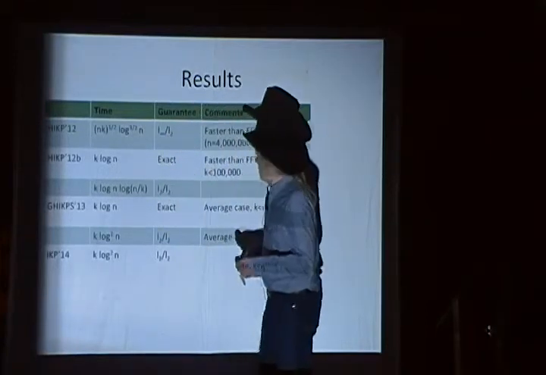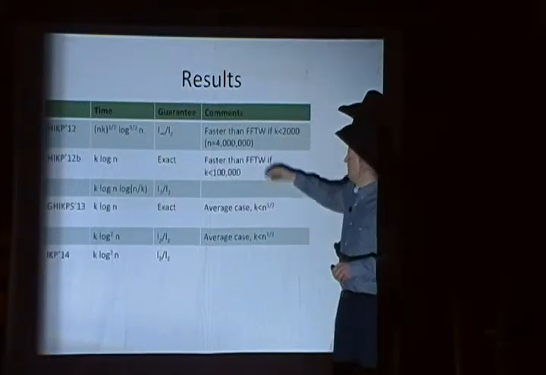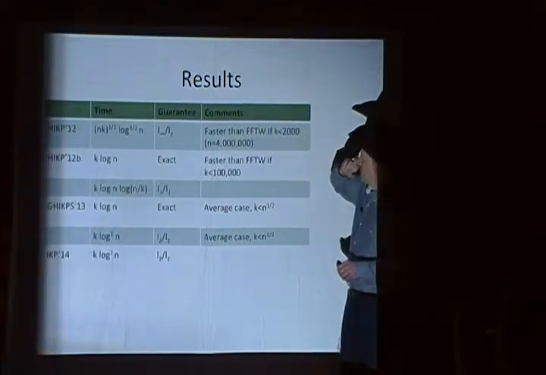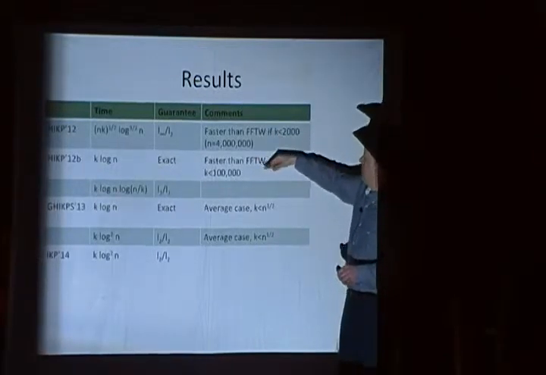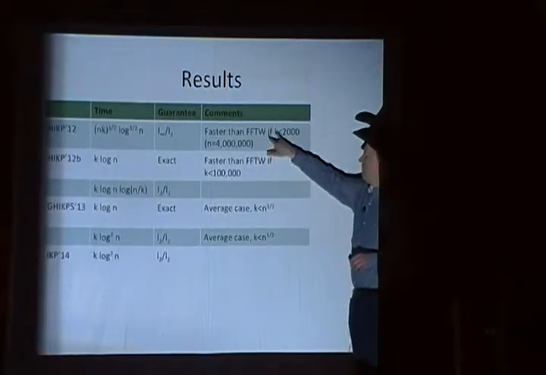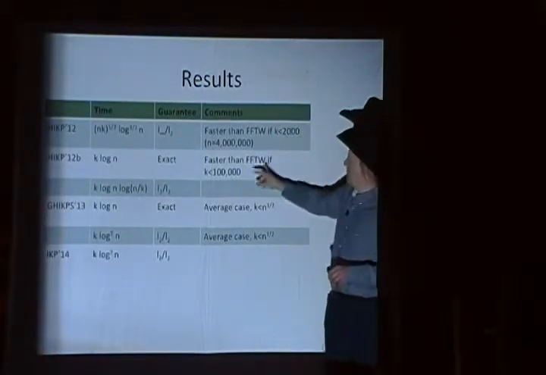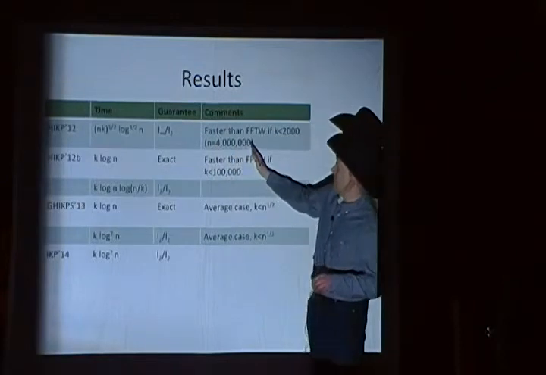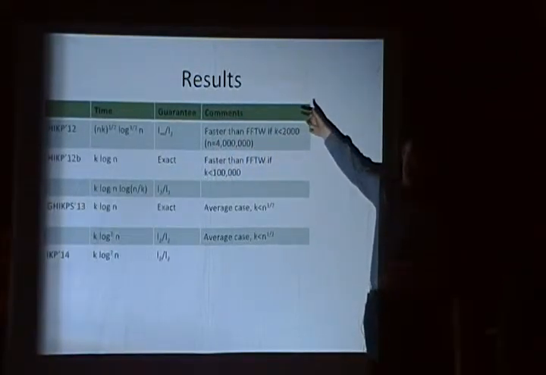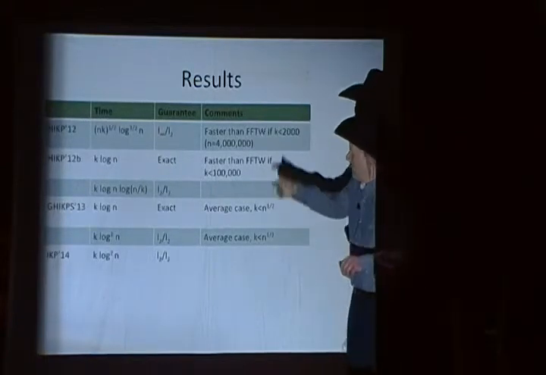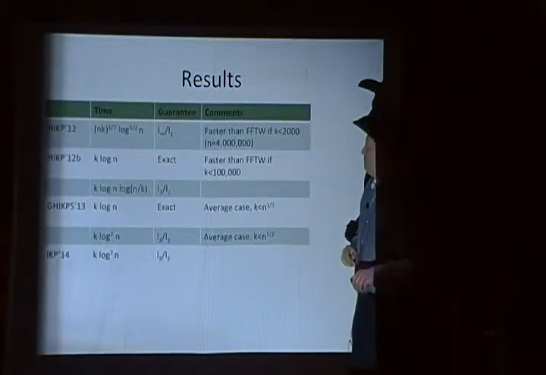And this translated into empirical findings. Namely, we implemented this algorithm, and we observed that it is faster than FFTW for sparsity up to 2,000. Of course, 2,000 is still far from the signal length, but this is an order of magnitude higher than the previous algorithm. And this was not necessarily due to better running time, but due to lower complexity.